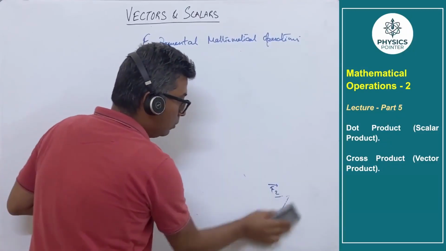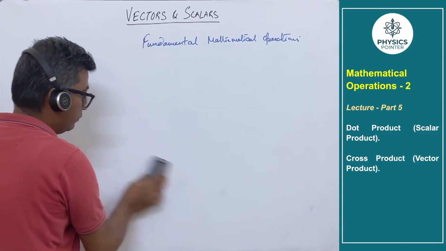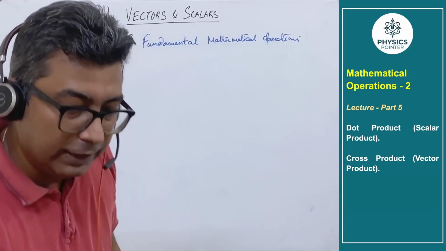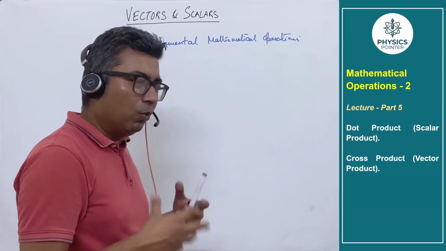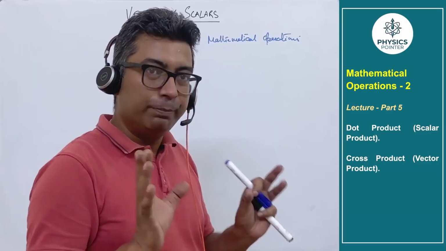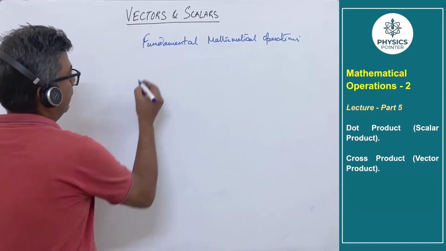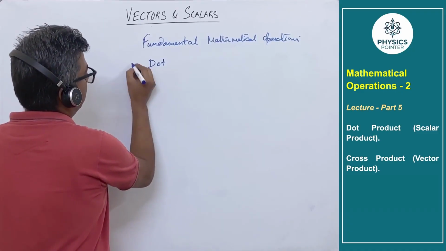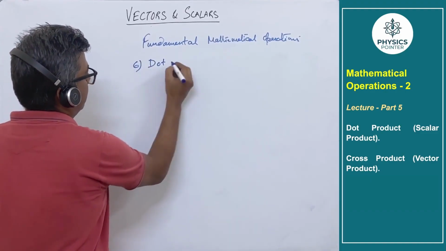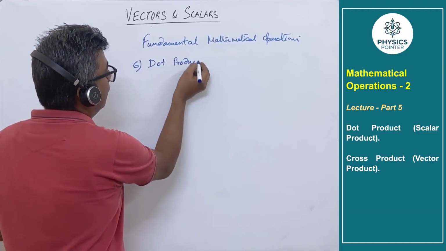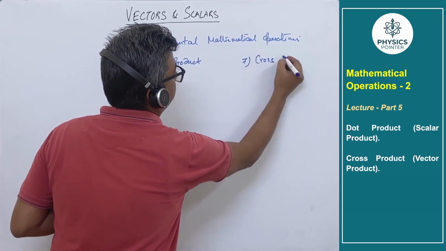Now we will talk about complicated mathematical operations, which is actually the cause of concern for most of the 11th students: the dot product and the cross product. What is dot product? We are talking about some product, right? That is for sure. But there are two categories. One is the dot product, which is, let's say, I've already done 5, so this one is 6, and 7, which is the cross product.